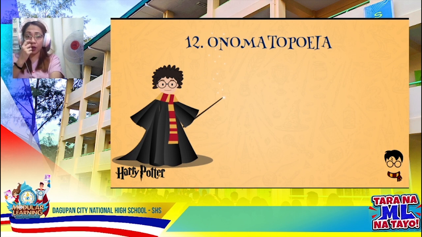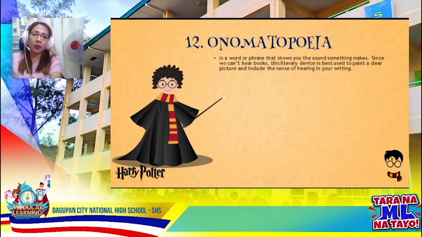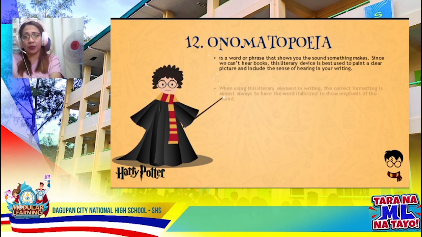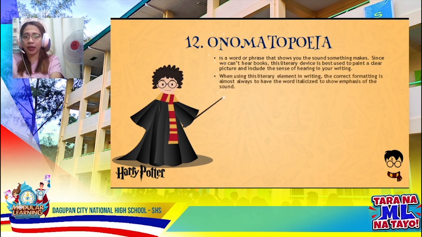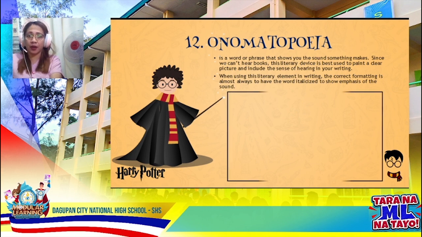Next we have onomatopoeia. So when we say onomatopoeia, this is a word or phrase that shows you the sound something makes. Since we can hear books, the literary device is best used to paint a clear picture and includes the sense of hearing in your writing. So when we say onomatopoeia, this is more on sound. When using these literary elements in writing, remember this one: the correct formatting is almost always to have the word italicized to show emphasis of the sound.